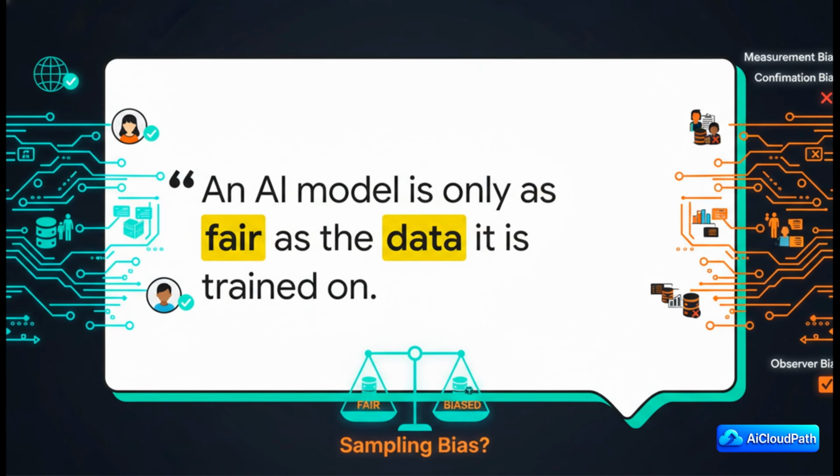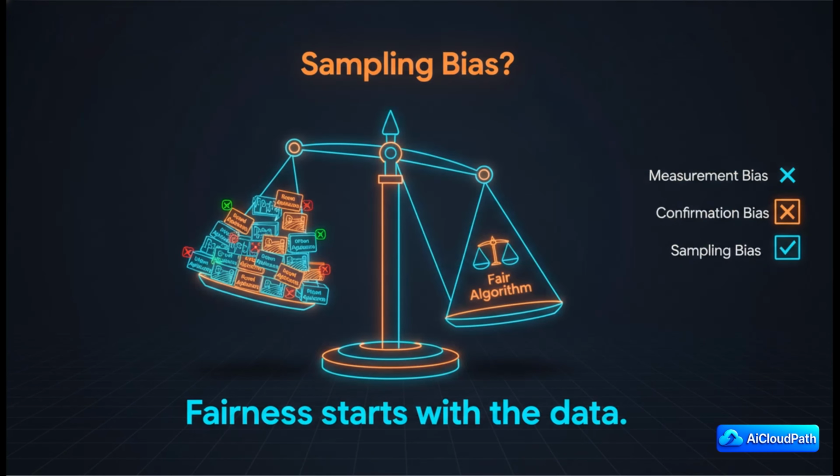This quote really says it all, doesn't it? An AI model is only as fair as the data it is trained on. It sounds so simple, but this idea is the absolute foundation for building AI that's actually responsible and fair. And if you take one thing away from this explainer, let it be this. You can have perfectly accurate, flawlessly measured data. But if your sample of that data is skewed, if it doesn't represent the real world, your AI's results will be skewed too. Fairness doesn't start with a fancy algorithm.